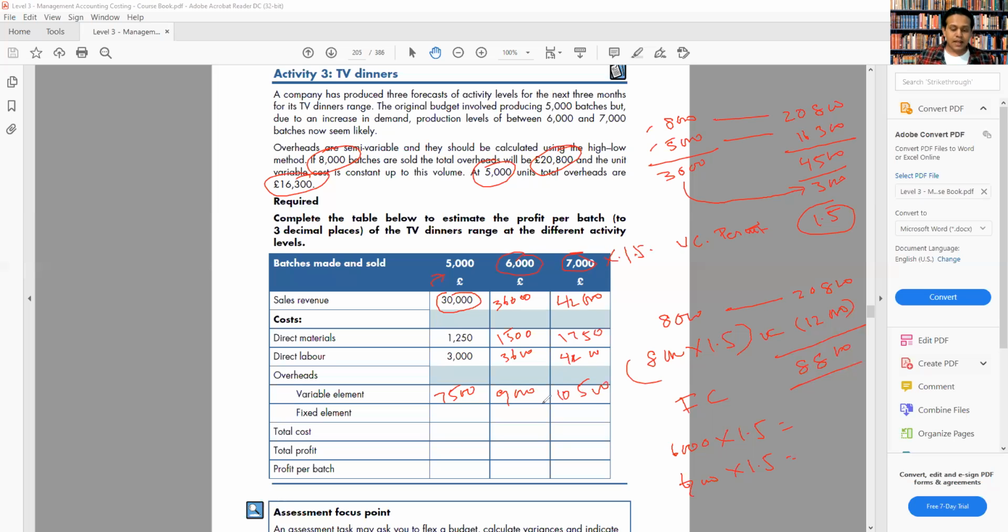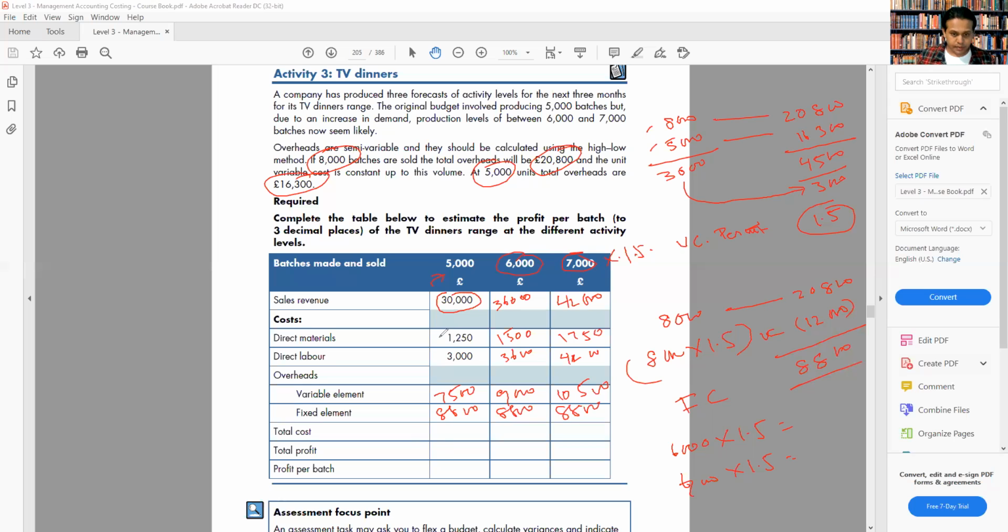Very good. And the fixed is fixed, so 8,800. That will be fixed for all units, regardless of the activity level. Fixed cost remains fixed. Now we have to get the total cost. Can we have the total cost?